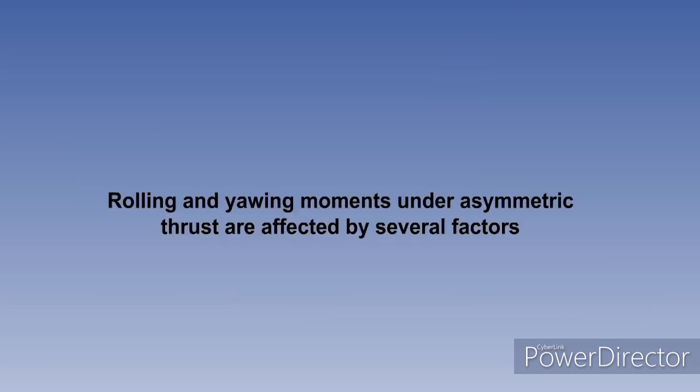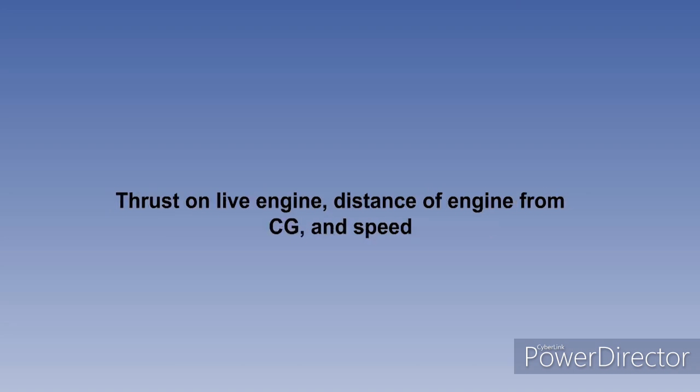The rolling and yawing moments, and the power of the flight controls to balance them, will determine the controllability of an aircraft with asymmetric thrust. These rolling and yawing moments are affected by thrust on the live engine. Yawing moment increases with thrust, and the further out the engine is mounted on the wing, the larger the moment.